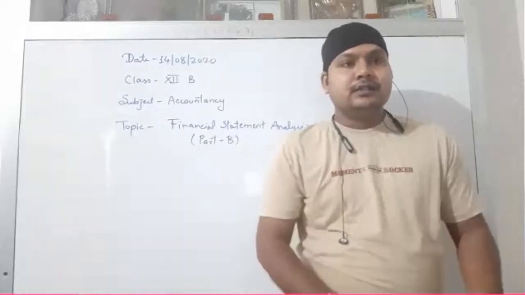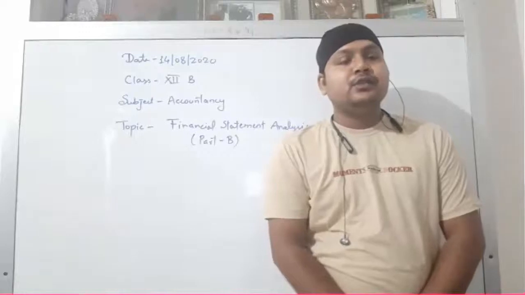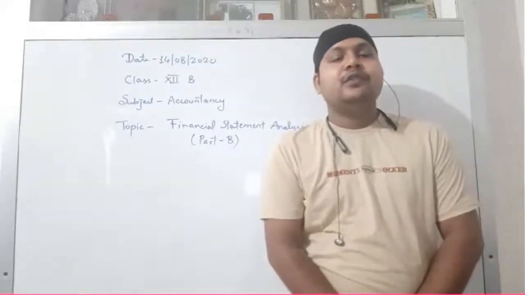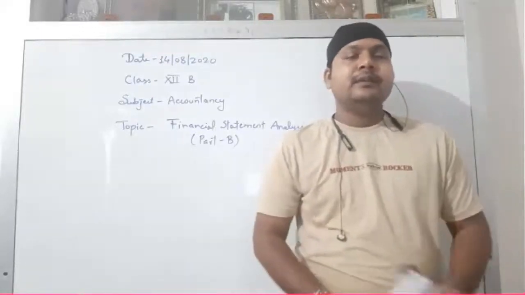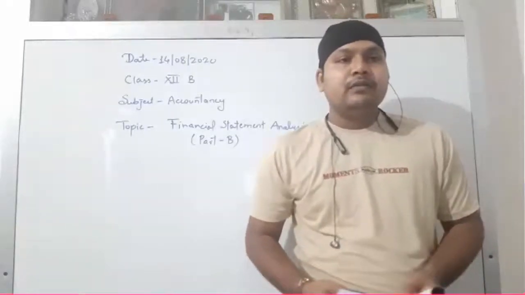In this volume, we study two important chapters, that is issue and forfeiture of shares and the issue of debentures. And the redemption of debentures will be excluded from your syllabus. Now we will move to Part B.